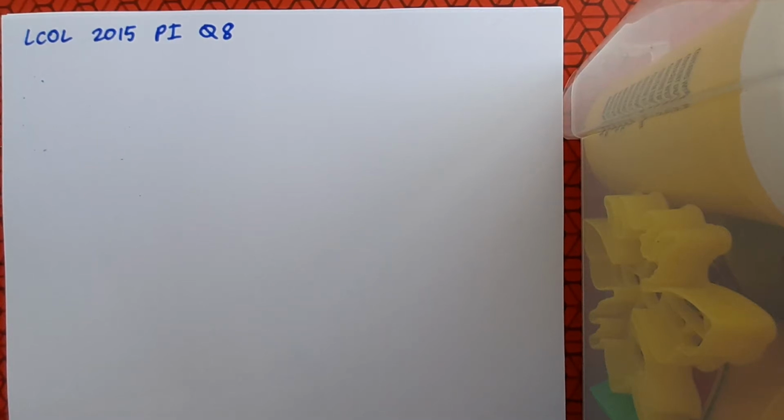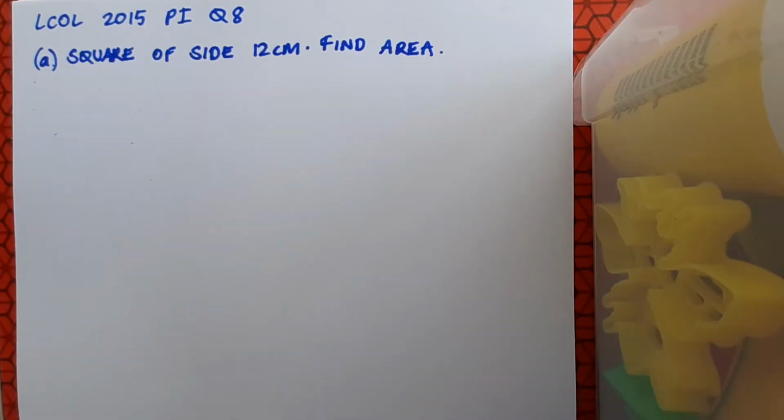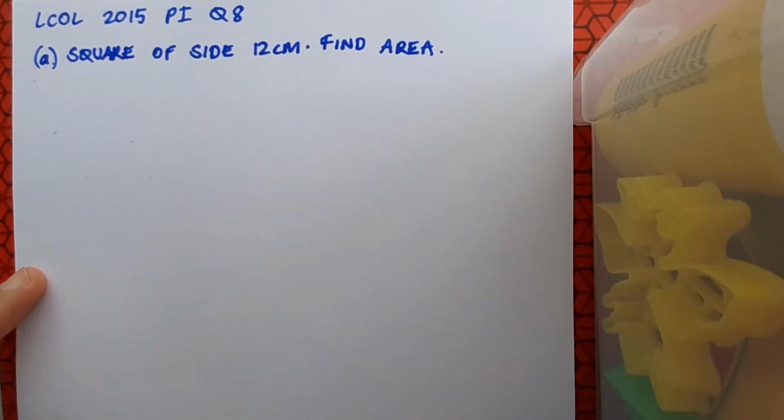This video is looking at the question from 2015, Paper 1, Question 8 on the Leaving Cert Ordinary Level Maths paper. Part A of the question tells us that we have a piece of cardboard that is square in shape and its side is 12 centimetres long and we want to find its area. So to get this, we simply say 12 by 12 or 12 squared, which is 144 centimetres squared.